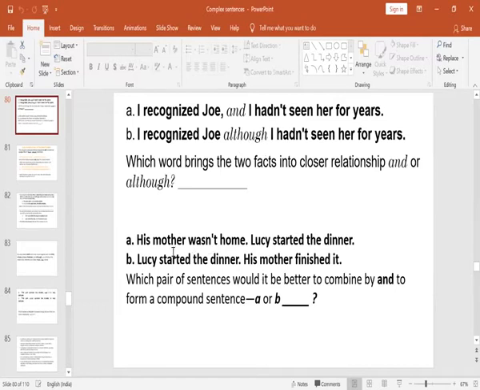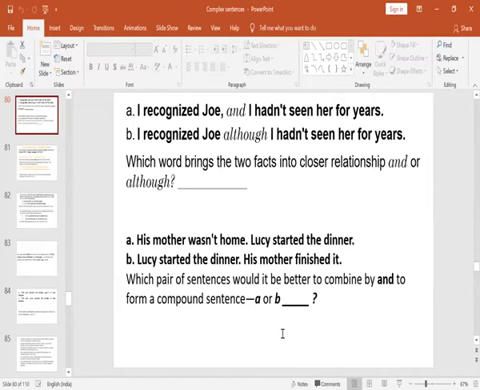Look at this one. His mother wasn't home. Lucy started the dinner. His mother finished it. Look at this. In fact, two separate sentences here, two separate sentences here. Which pair of sentences would it be better to combine by and to form a compound sentence?